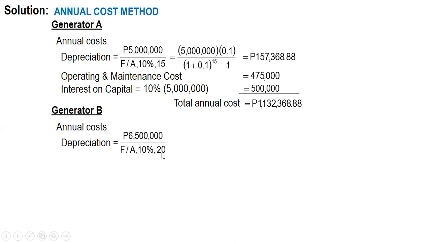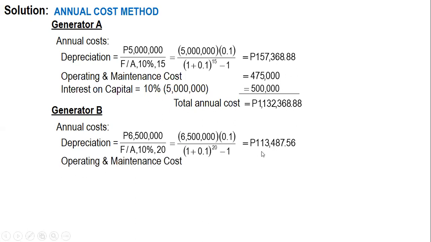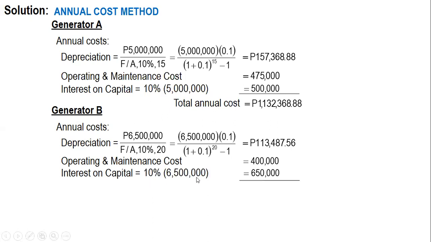We do the same for generator B. Depreciation using sinking fund. This one, operating and maintenance cost, which is 400,000. And then last, interest on capital, 10% of 6,560,000. So you add, the total is 1,163,487.56.